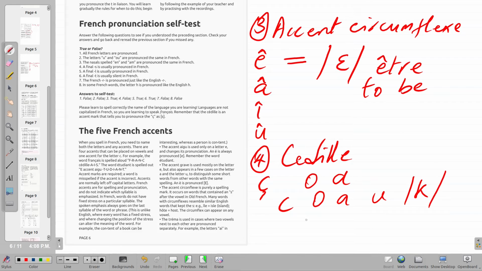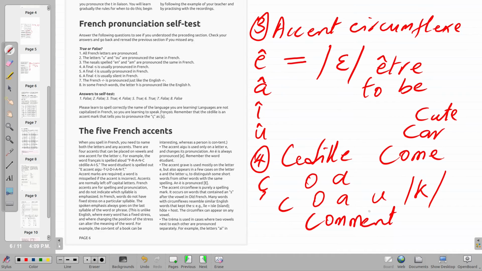K. So that is why in English you have words like come, car, and cute, because C in front of U, A, O will be pronounced as K. The same thing happens in French. So mostly when you see C in front of O, A, U, you pronounce it as K. That's why we were saying comment.